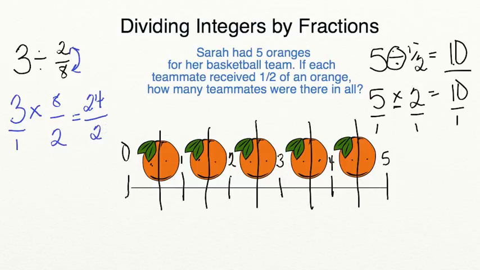And then you can go further and you can simplify your answer. You're going to divide your numerator and your denominator by the greatest common factor that they both share. In this case, we're going to divide our numerator and our denominator by 2. 24 divided by 2 equals 12. 2 divided by 2 equals 1. And that gives us 12 wholes. So 3 divided by 2 eighths is equal to 12 wholes.